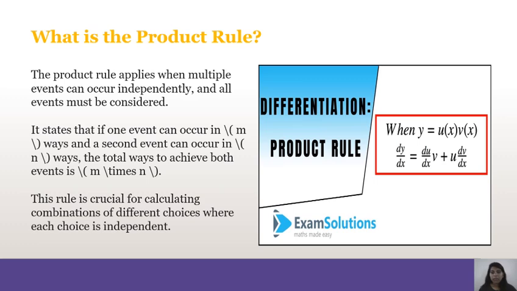Now the product rule in calculus is: when y equals u of x times v of x, then dy by dx is du by dx times v plus u times dv by dx.